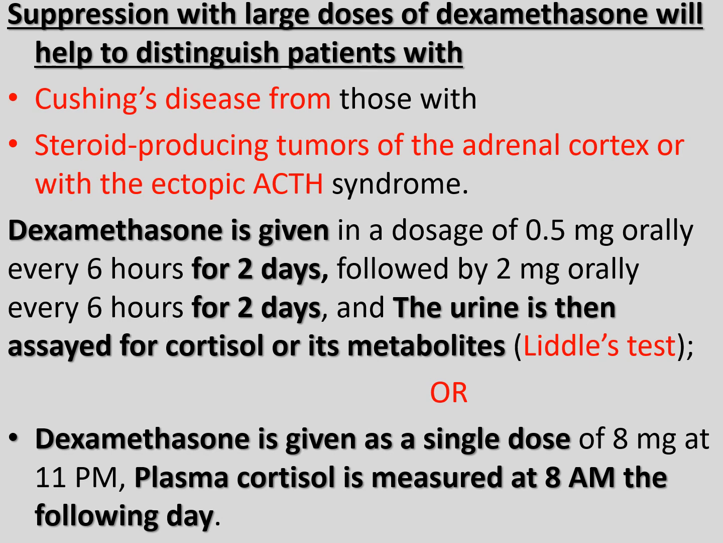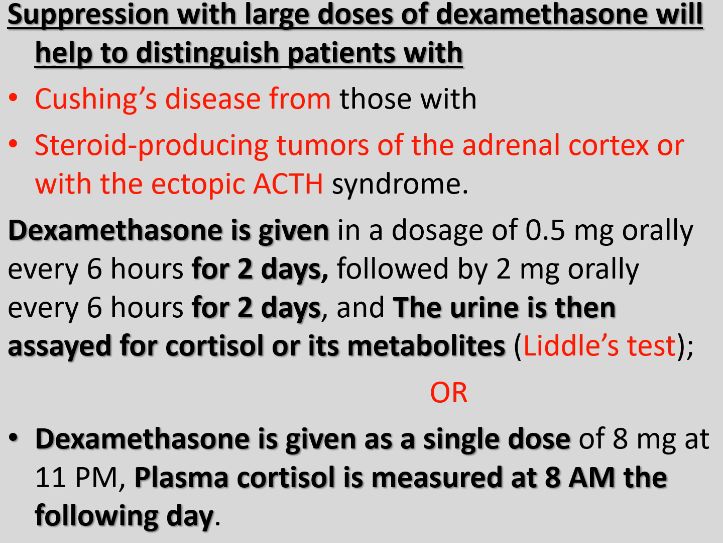So we give this test, the dexamethasone suppression test, and there are certain doses which we give, and a certain timing, like 0.5 milligram orally every 6 hours for 2 days. Then this is followed by 2 milligram orally every 6 hours for 2 days, and then the urine is analyzed for cortisol or its metabolite. This is called Liddle's test.